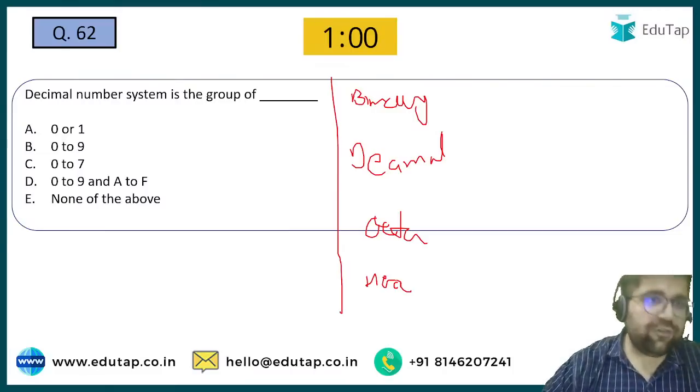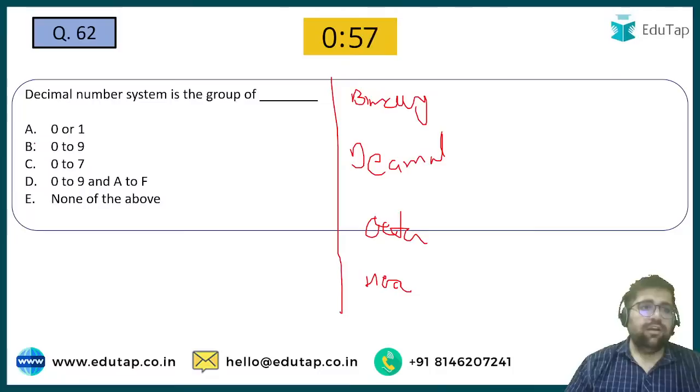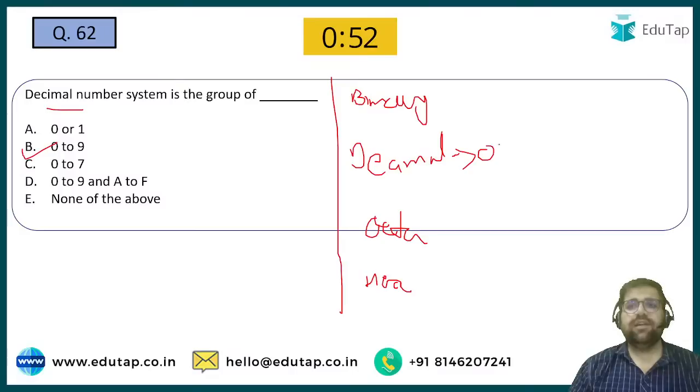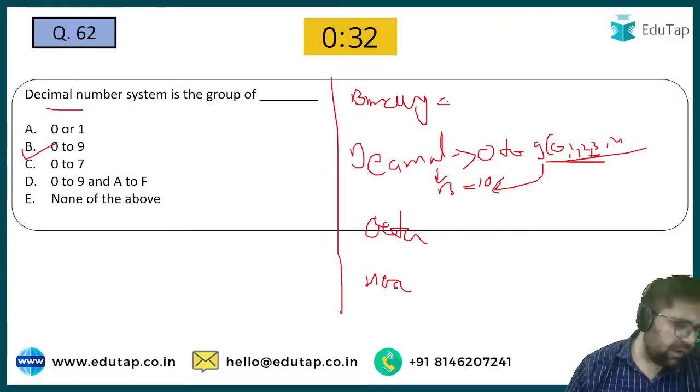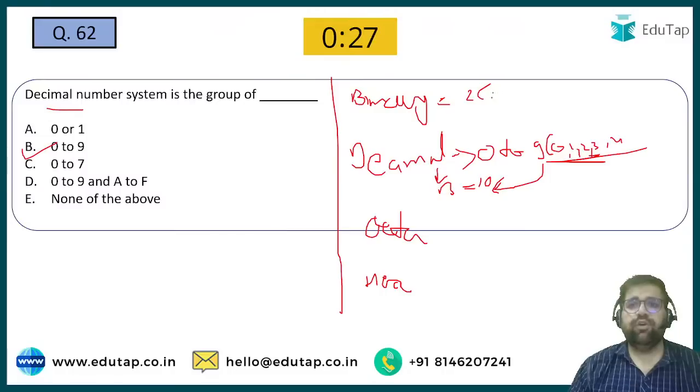Let's see, what will be the answer of question number 62? The decimal number system has numbers from 0 to 9. 0 to 9 means 0, 1, 2, 3, 4, 5 and so on. If you count all these numbers up to 9, you will come to know the base of the decimal number system is 10. The base is the count of numbers. Under binary, how many numbers are there? Only 2, that is 0 and 1. Therefore, here the base will be 2.